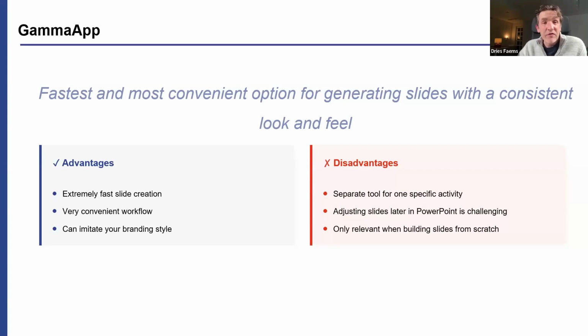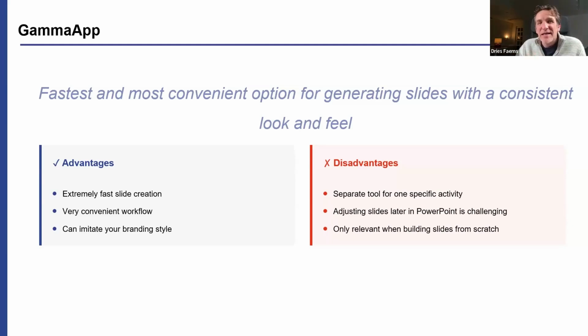So this is actually a very fast tool. It can create slides very fast. It's very convenient. With like 2-3 clicks, you can create slides, and you can imitate your branding style. It will not be perfect, but it will be close. The disadvantage is, of course, this is an additional tool where you have to pay an additional subscription. So that's, of course, not optimal.